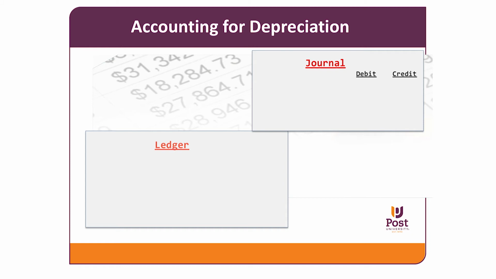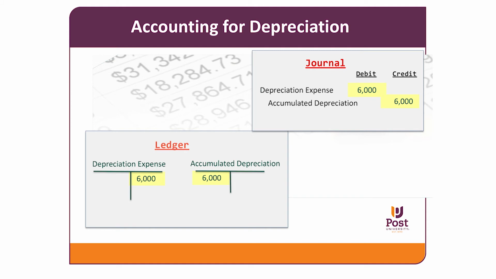When I record my depreciation expense for the year, I would debit depreciation expense for $6,000 and credit accumulated depreciation for $6,000. I would then post the transaction to the ledger accounts with a $6,000 debit going to depreciation expense and the $6,000 credit going to accumulated depreciation. Remember, accumulated depreciation is a contra asset account.